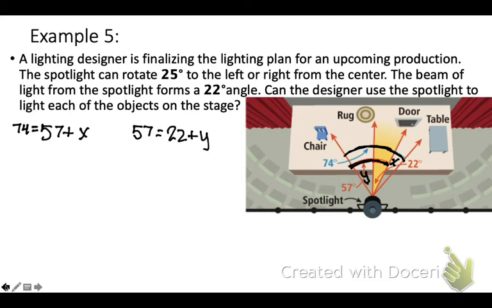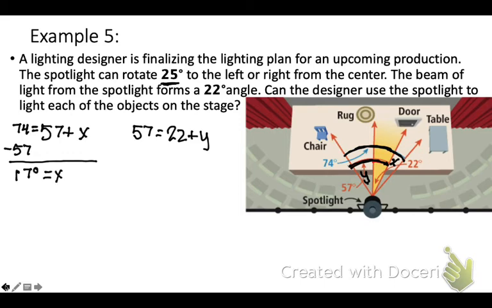So can I figure out what X and Y is now? And it has to be less than what? 25. Because if it's bigger than 25, am I going to be able to hit the object? No. Okay, so if I subtract 57, it's negative. Oh, yeah, you're right. I get 17. You guys get 17? Yes.